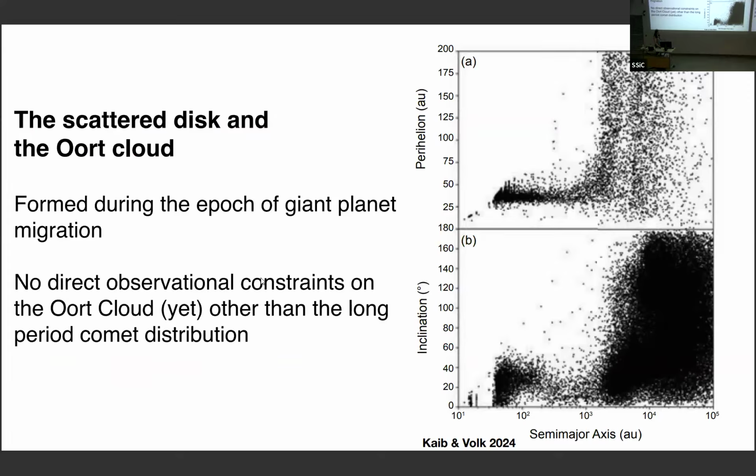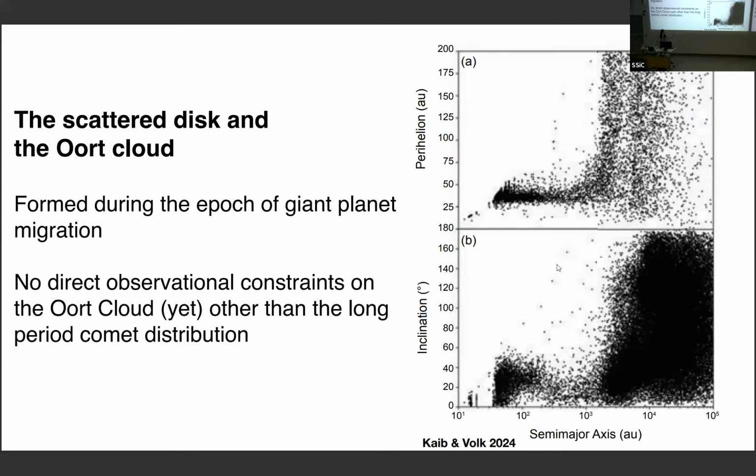The scattered disk and the Oort cloud populations formed during the epoch of giant planet migration. And of course, we don't have any direct observational measurements of the Oort cloud itself, but we have all the long period comets that come in from the Oort cloud. And there are actually some prospects, maybe. I know people are looking into occultation studies to try to perhaps get some direct constraints on the Oort cloud. But what we've got over here is a model population from one of Nate Cabe's simulations, where he does the whole start to end planet migration. And this is what the scattered disk and Oort cloud look like.